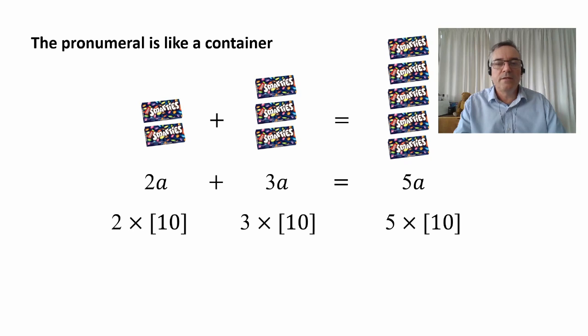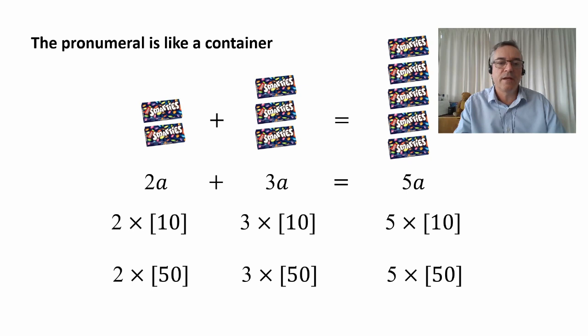And then we reasoned that if we actually knew how many Smarties were inside the box, we could actually do some arithmetic. 2 lots of 10 plus 3 lots of 10 is 5 lots of 10. Or perhaps there were many more Smarties, there might be 50 Smarties in there. And again, 2 lots of 50 plus 3 lots of 50 is 5 lots of 50.